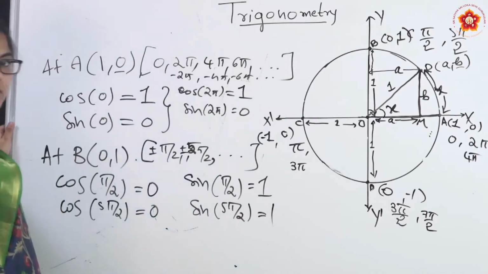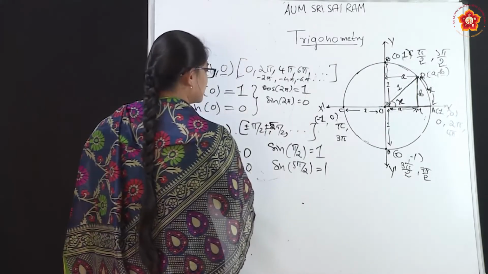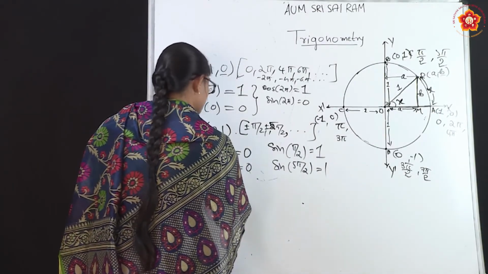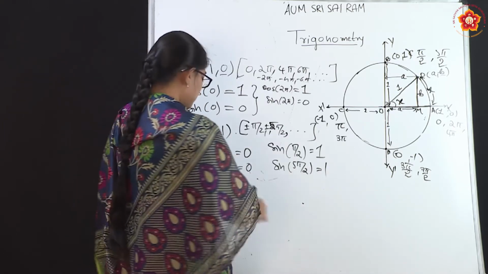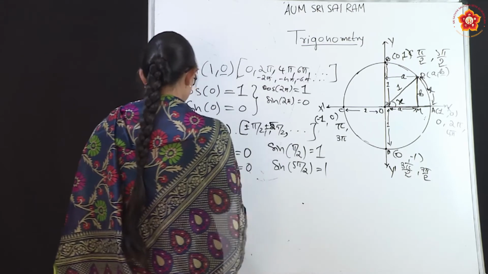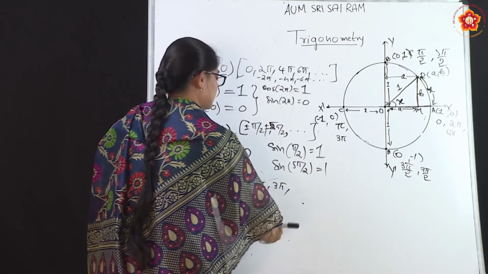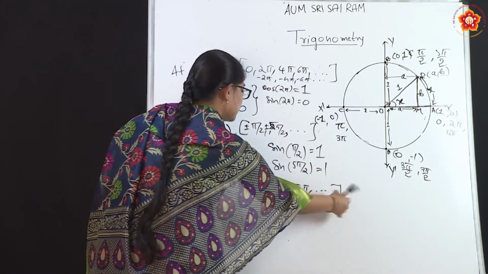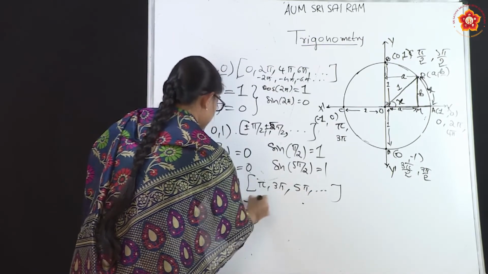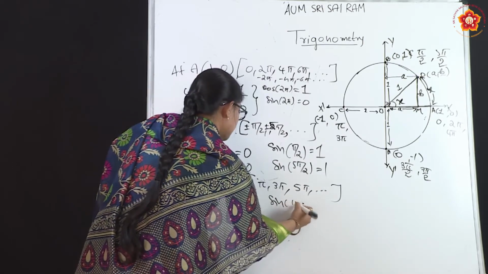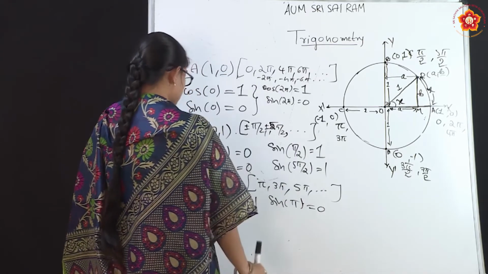Now we can consider the point C. At C, what are the coordinates? The coordinates are minus 1 comma 0. Here we can observe that at C the angles are pi, 3 pi, 5 pi, like that. So cos pi is minus 1 and sin pi is 0.